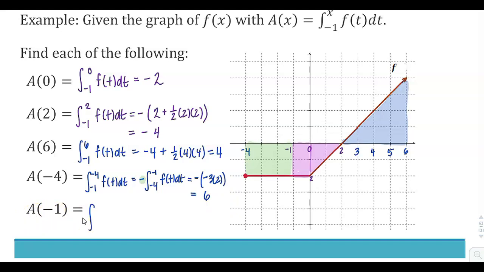Now lastly, I'm asked to evaluate A of -1. That means the integral from -1 to -1 of f of t dt, which is nice and quick since I'm going from -1 to -1, I'm not going anywhere. So I'm not collecting any area, so my answer is just 0.